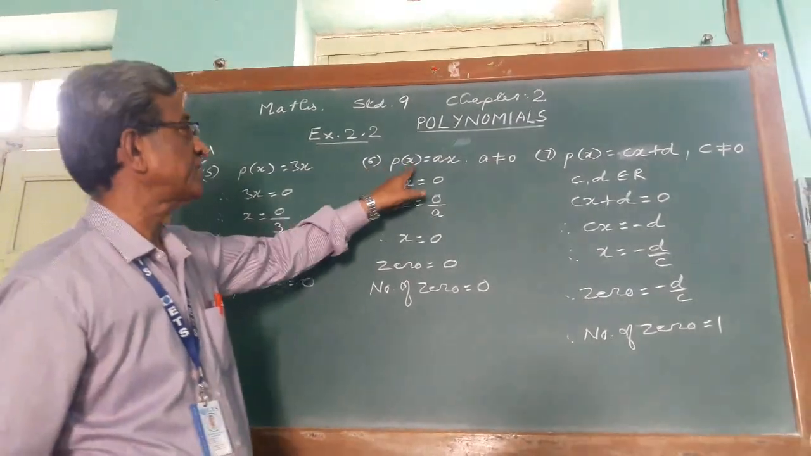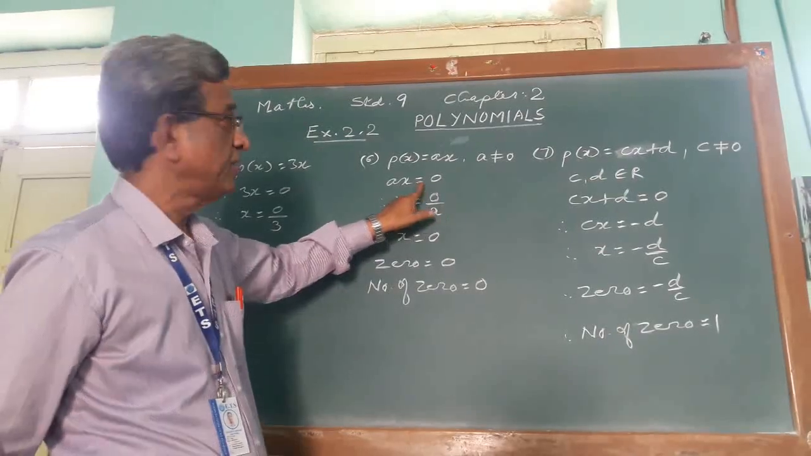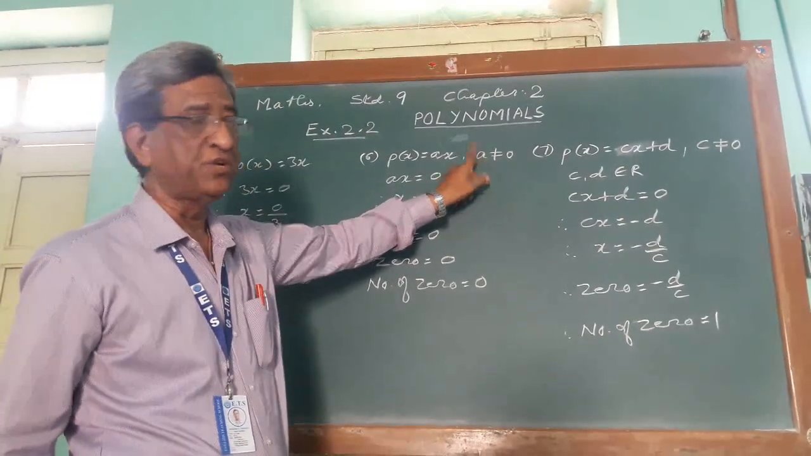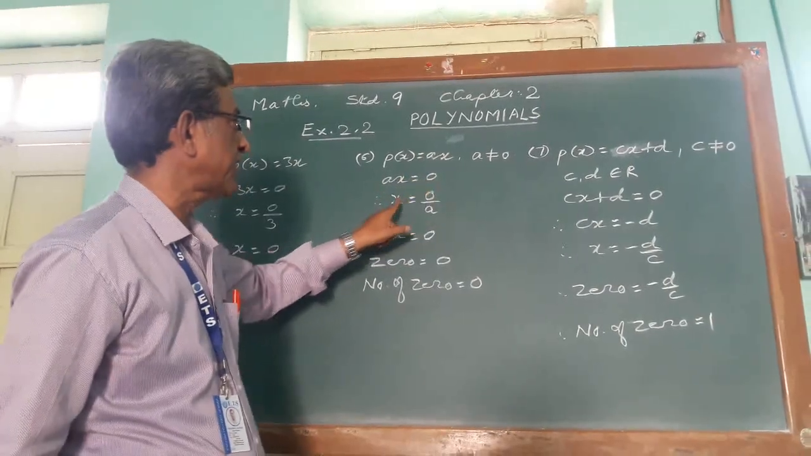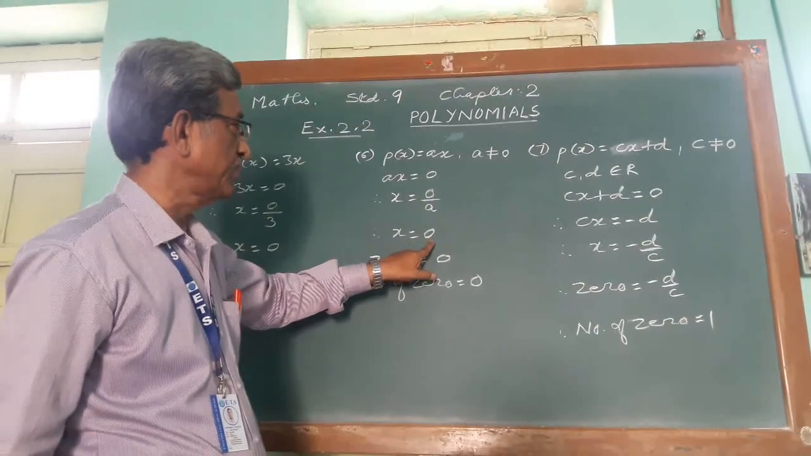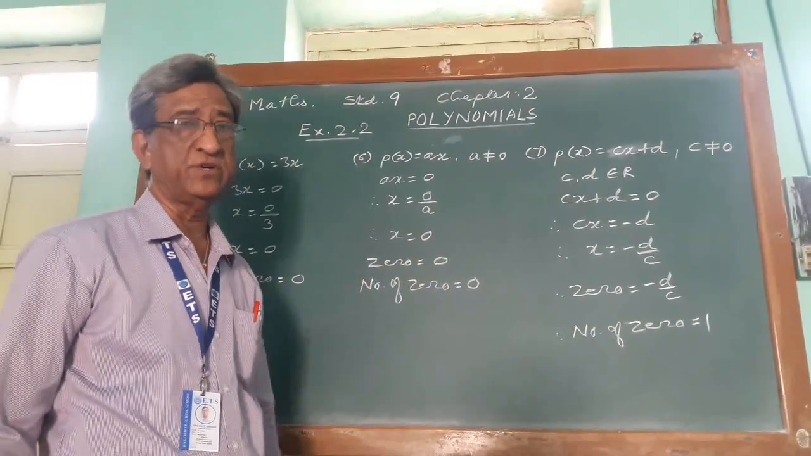6. p(x) equal to ax. Take ax equal to 0. Take a on the other side. Here a is a constant and it is not equal to 0. Take a on the other side, x equal to 0 upon a. x is equal to 0. Number of zeros also 0.